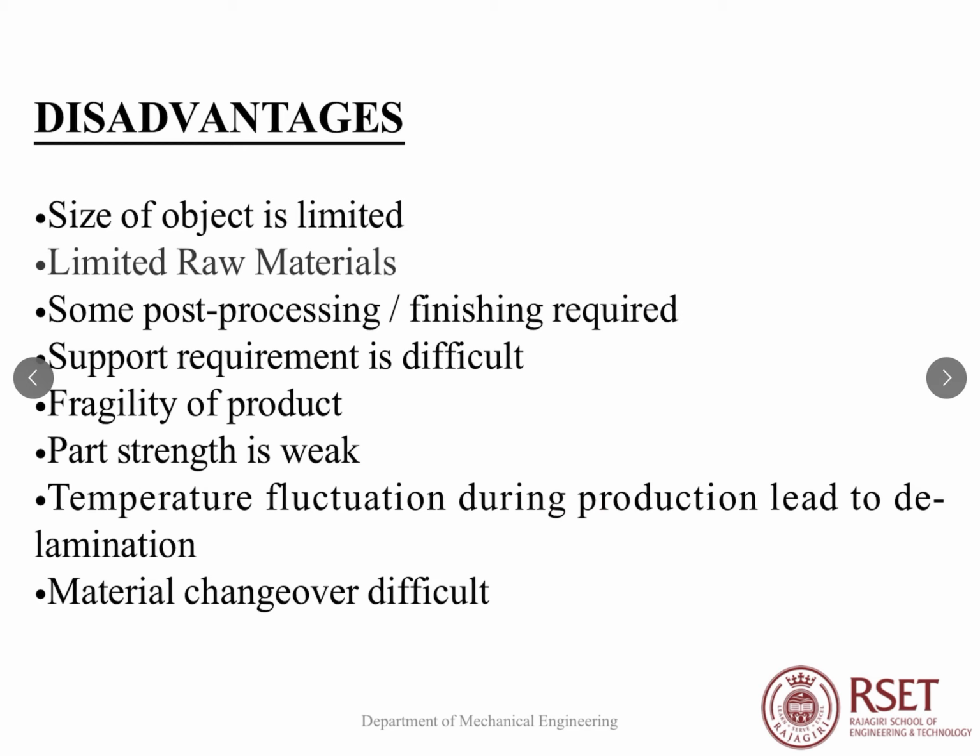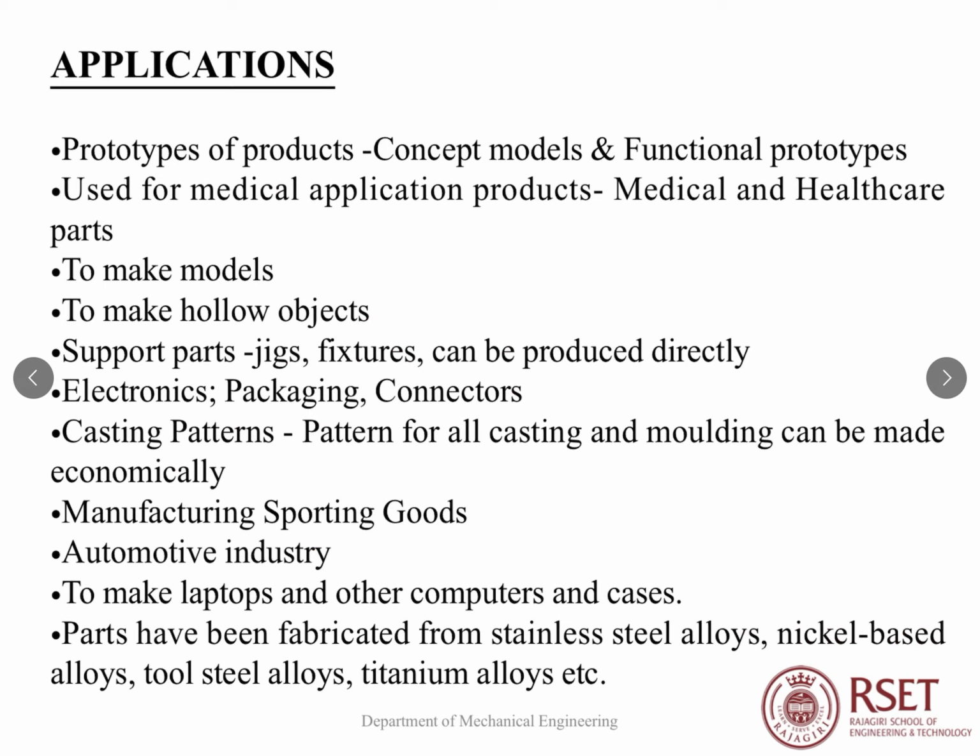Then disadvantages. The size of the object is limited, based on the small chamber of this process. Limited raw material. Some post-processing and finishing is required here. Support requirement is difficult. Fragility of product. Part strength is weak. Temperature fluctuation during production leads to delamination. Material changeover is difficult. So these are some disadvantages of the material addition process.